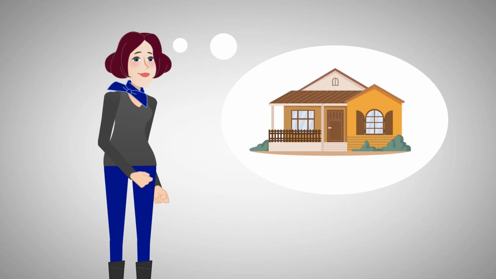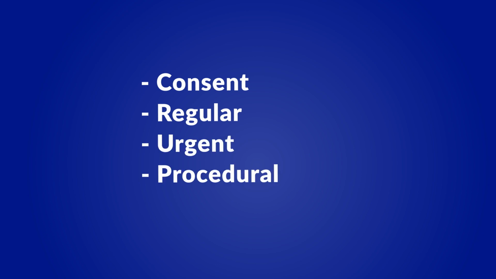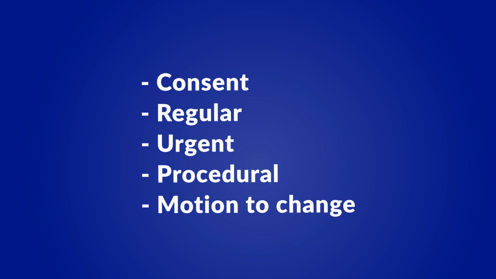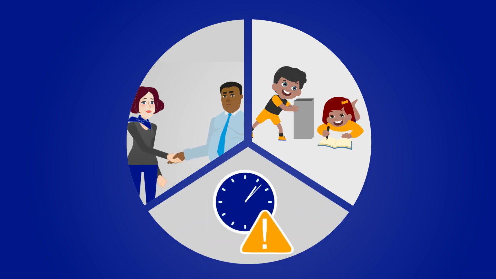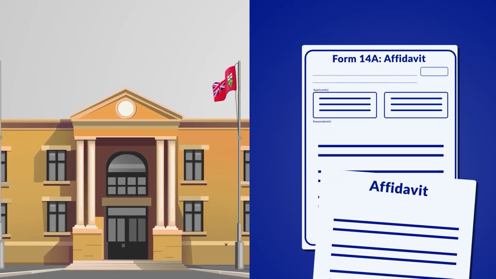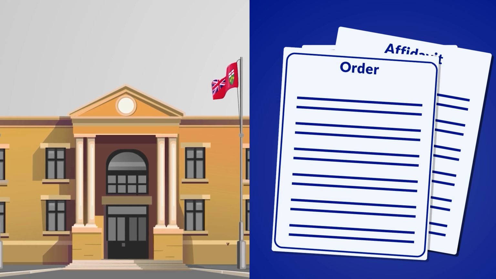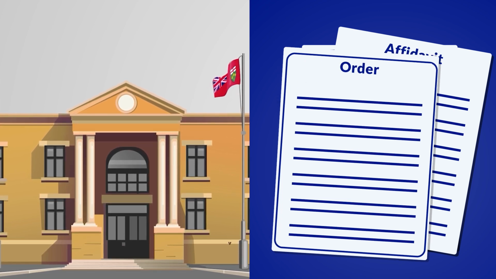There are several different types of motions, including consent motions, regular motions, urgent motions, and procedural motions. There's also a motion to change, which is used to change a final court order or agreement. The type of motion you bring usually depends on whether you and your partner agree on the order, what you're asking for, and how urgently you need the order. It also depends on where you are in the court process, if you have a previous court order or agreement, and which court is dealing with your case.